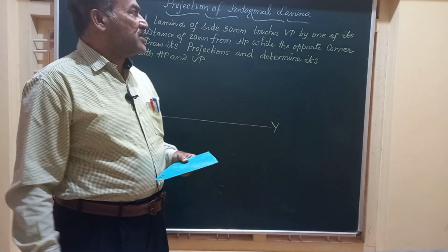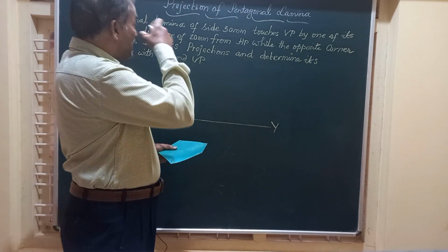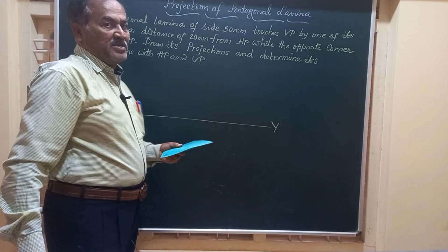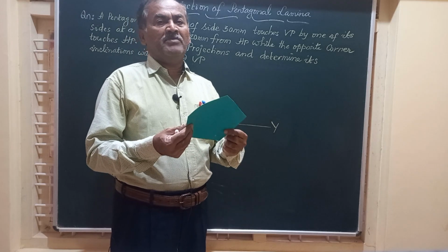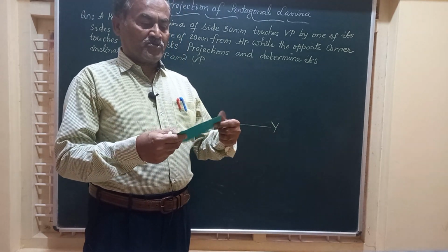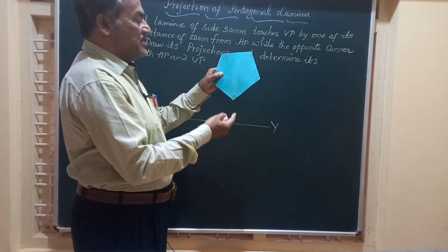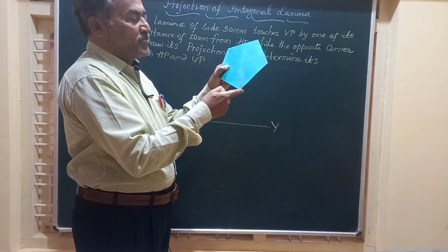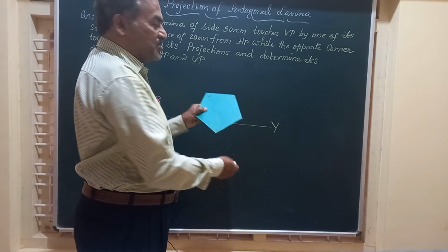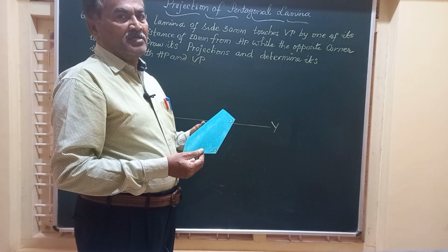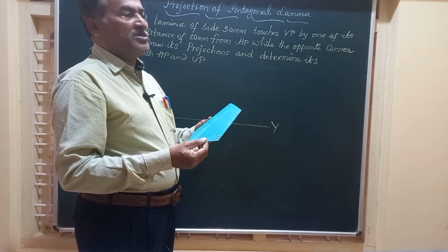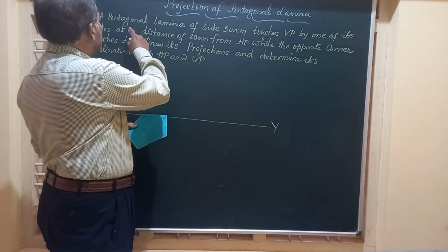And in today's presentation, we are having a pentagonal lamina of side 30 millimeter, which is supposed to touch the vertical plane by one of the sides, and the corner opposite to that should touch the HP. So, the question for today's session reads like this.